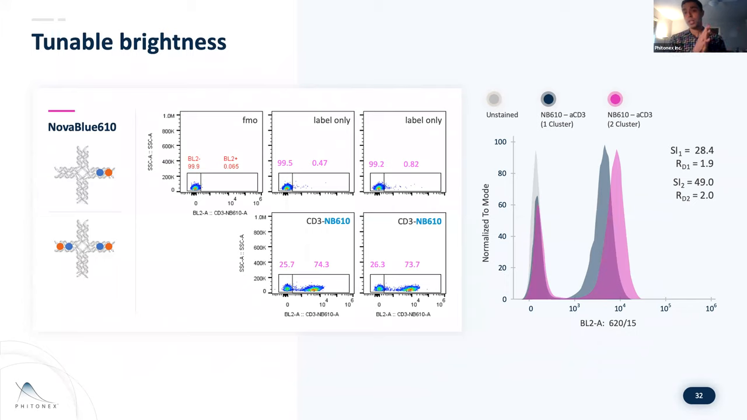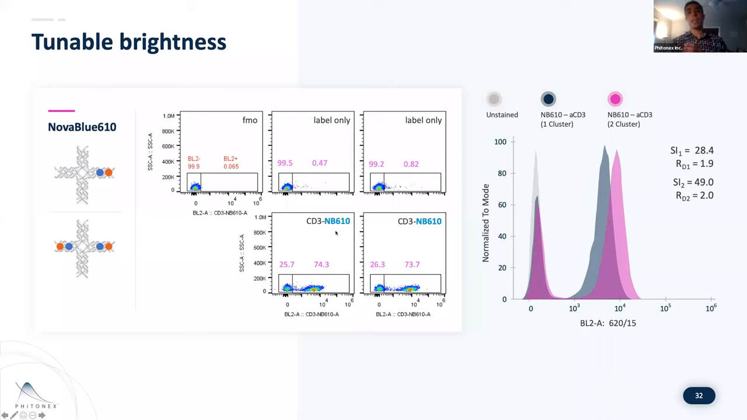So what we did is conjugated to CD3. We ran an FMO, right? That way, you know, everyone would be happy on the Purdue list. They wouldn't say, where's your FMO? And then we also ran label only, right? So this is actually phyton on its own. Because a quick question could be, does it bind to cells? And the answer is no. Very, very, very low background here.